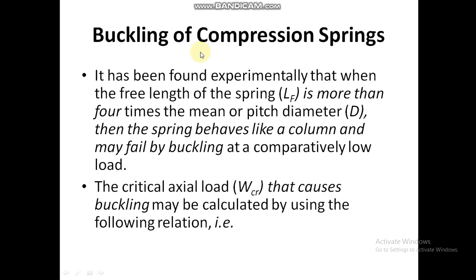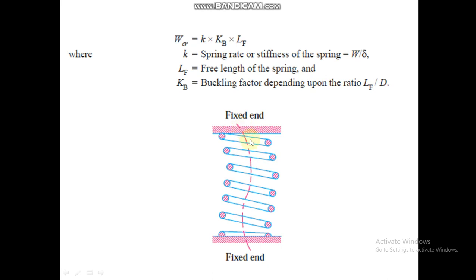Next is buckling of compression springs. It has been found experimentally that when the free length of the spring is more than 4 times the mean or pitch diameter D, then the spring behaves like a column and may fail by buckling at a comparatively low load. So when the free length of the spring is more than 4 times the pitch diameter of the coil, meaning the spring is very tall or very thin, at that point buckling of the spring will happen like this.